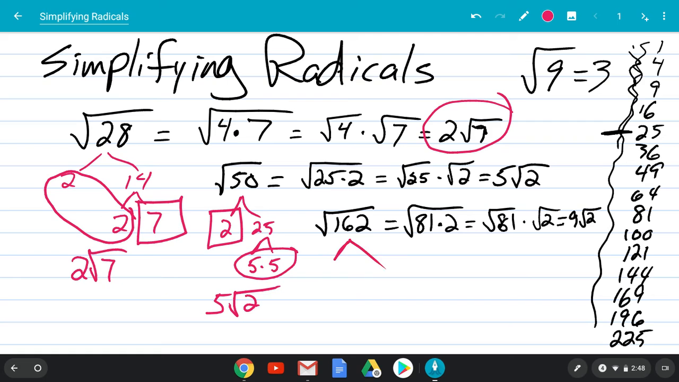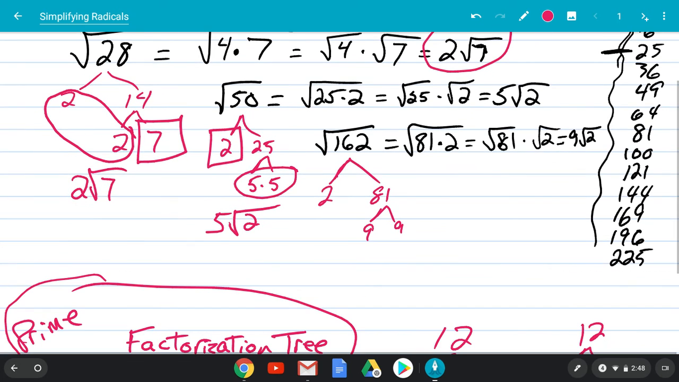Whew. Are we getting this? So this is the second way to simplify a radical. 162 is even, so I know 2 is going to go into it. It's going to go in 81 times. And then 81 could be 9 times 9, and then 9 could be split apart to be 3 times 3. And this one could be 3 times 3.